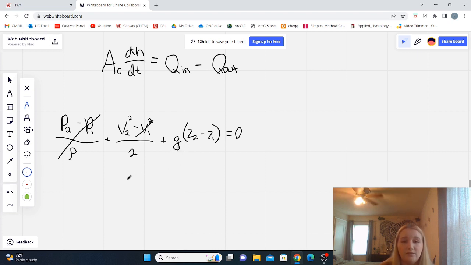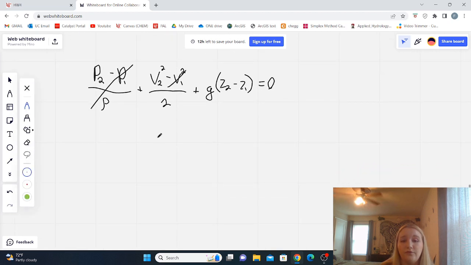So for this, we want to solve for our V2. After simplifying this, we're going to be left with that our V2 is equal to the square root of 2G multiplied by H raised to the 1/2.